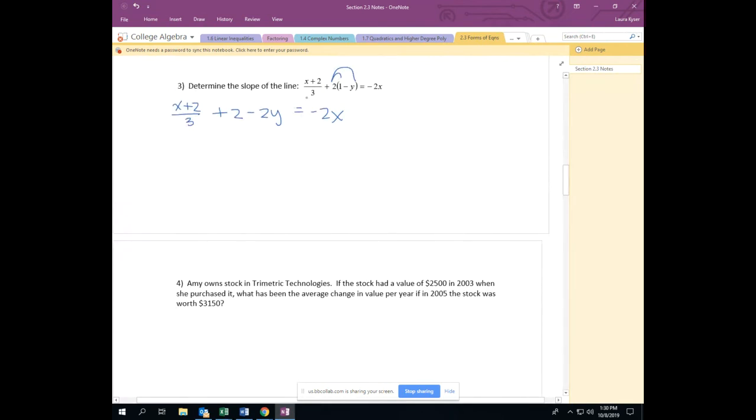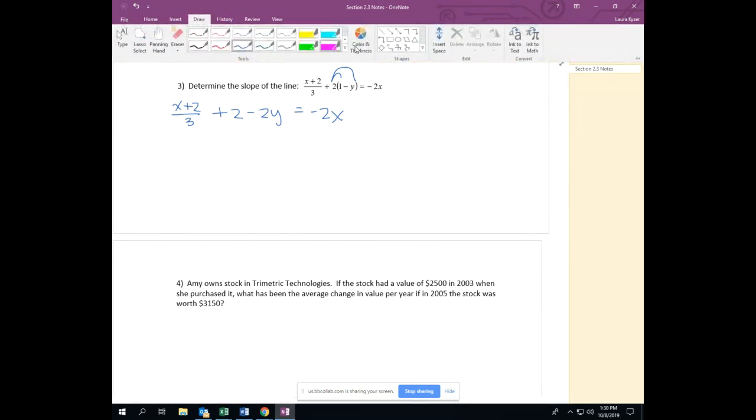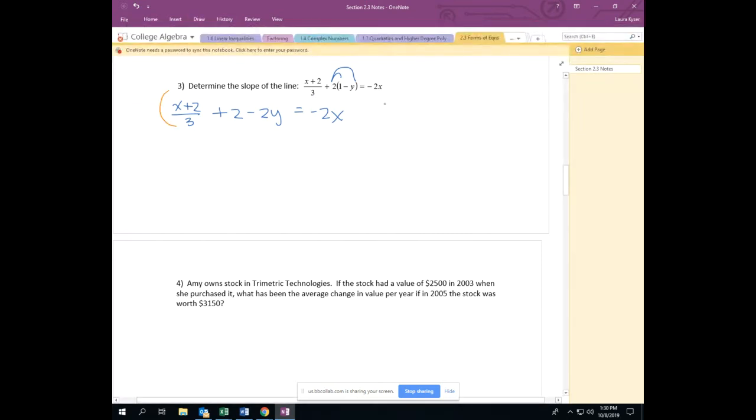And now the best way that I know about doing this to get rid of this 3 so I don't have to deal with it, I'm going to multiply every single thing in this equation by 3. It's just going to make my life a little easier. Because when I multiply the 3 into this first chunk, the 3 is going to cancel. So that gives me x plus 2, which is good. That's the first one. They cancel. When I do 3 times 2, here I get plus 6. When I do 3 times negative 2y, I get negative 6y. And 3 times negative 2x gives me negative 6x. Now at least my equation doesn't have any fractions in it because I don't want it that way anyway.